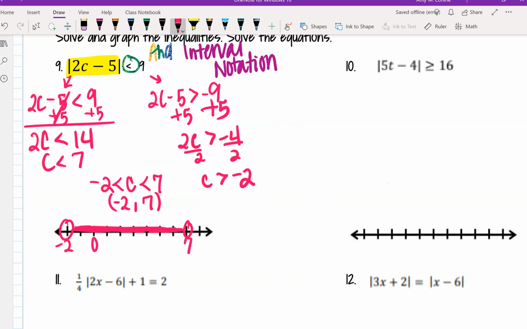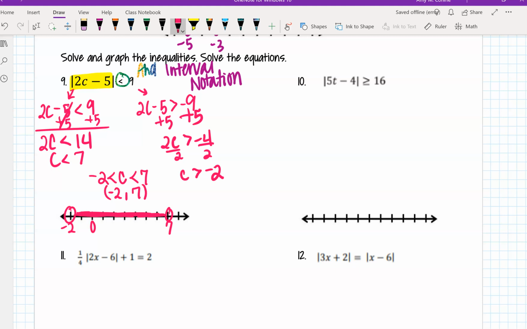So what I want you to do is number 10 on your own. You have an inequality, so you need to solve, graph, and do your interval notation. And then I'm going to have you do number 11 on your own just to keep practicing the equation. Okay, and we'll do number 12 together because that one's a little harder. So go ahead and do 10 and 11 on your own. Okay, so go ahead and do that now.